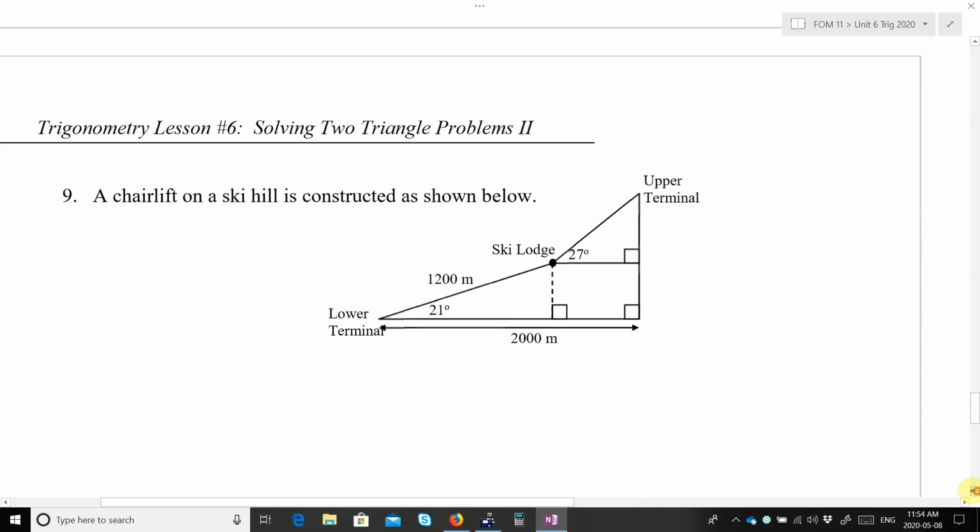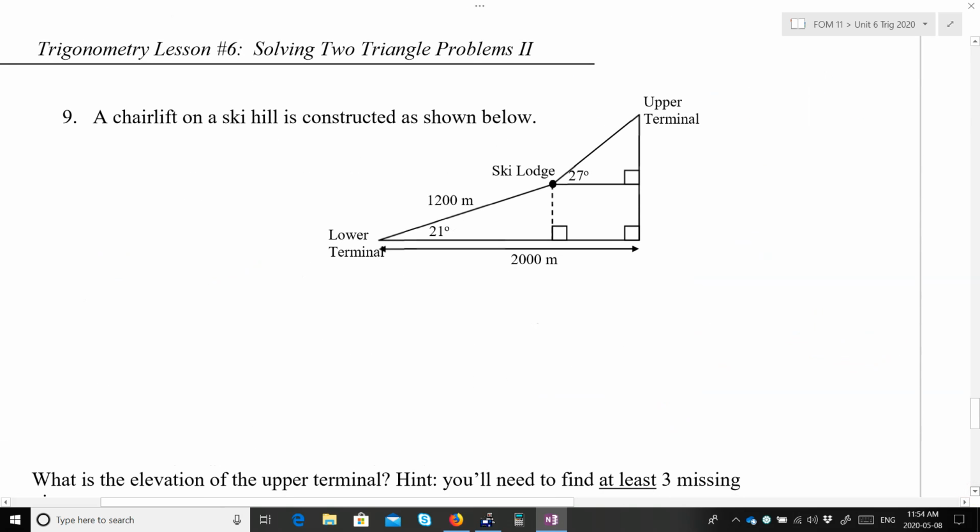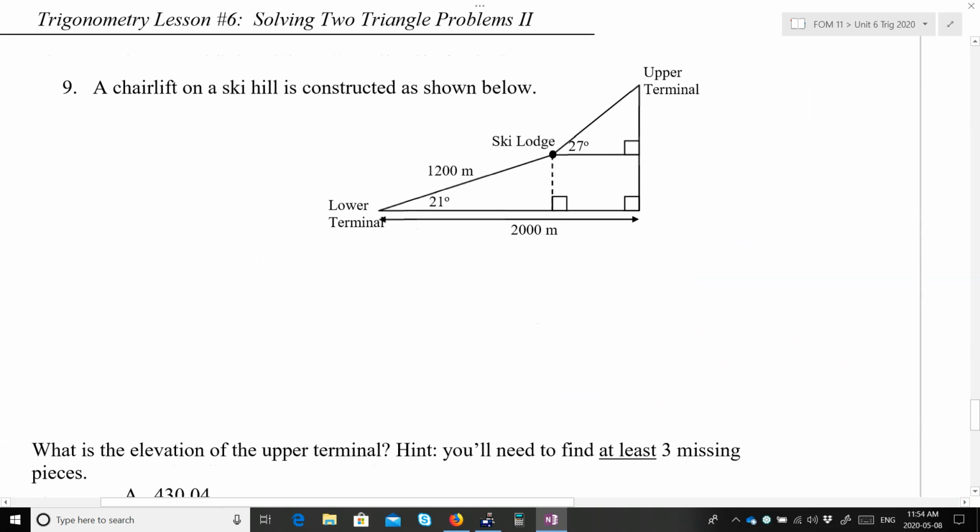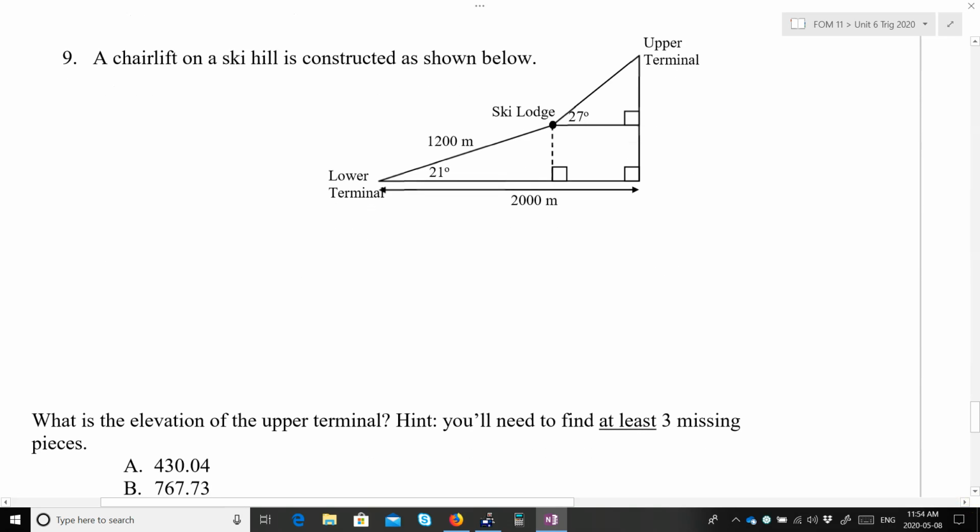All right, and finally, number 9. A chairlift on a ski hill is constructed as shown below. Lower terminal to ski lodge and then upper terminal. What is the elevation of the upper terminal? Hint, you'll need to find at least 3 missing pieces.